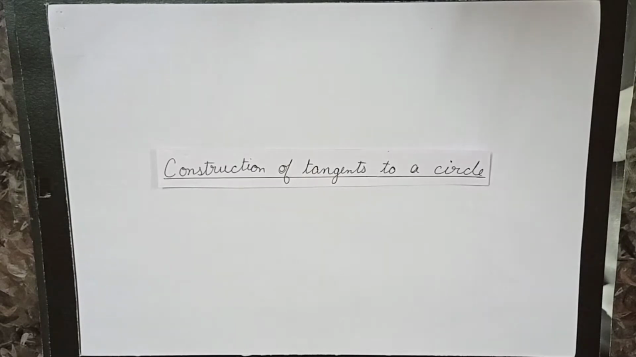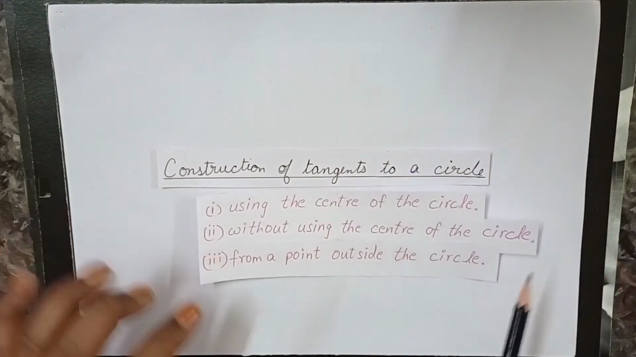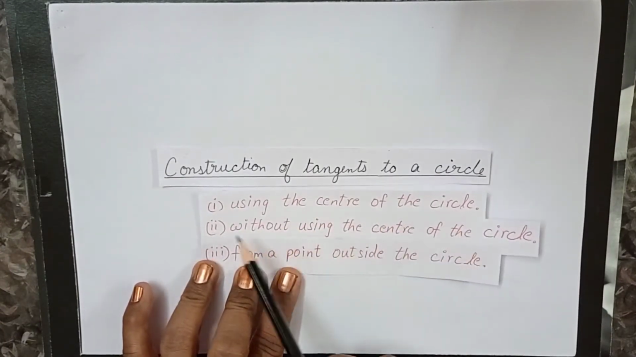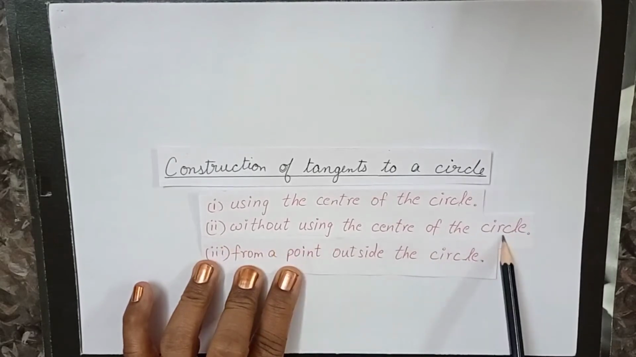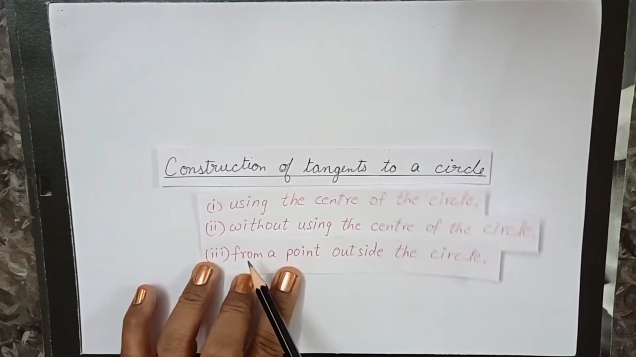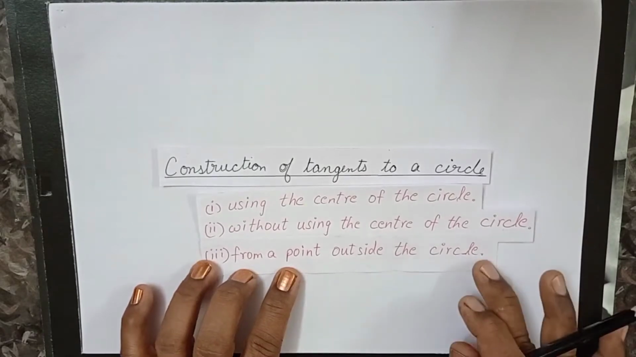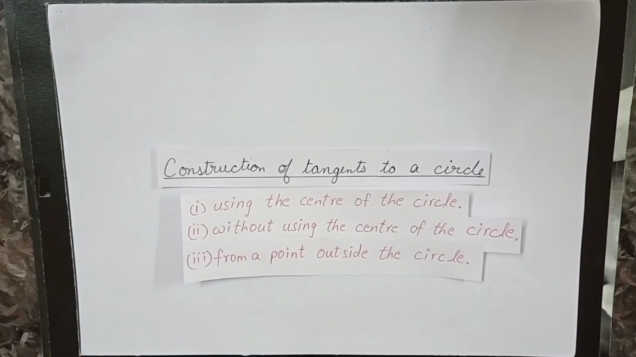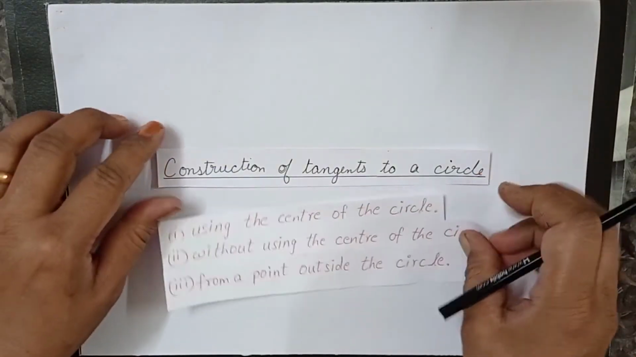We will continue with construction of tangents to a circle. We will see all types of questions which are based on construction of tangents to a circle. They are number 1, using the center of the circle, we have to draw a tangent. Number 2, without using the center of the circle, we have to draw a tangent. And number 3, from a point outside the circle. So we have to draw tangents to a circle from a point which is lying outside the circle, which is the third one. So let us see one by one all types of questions.